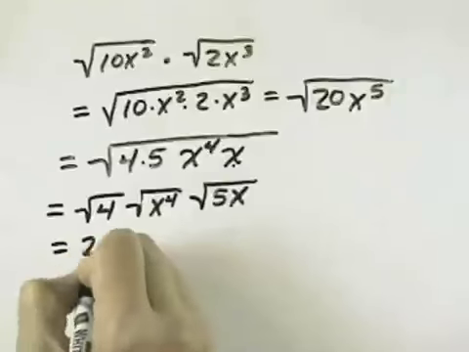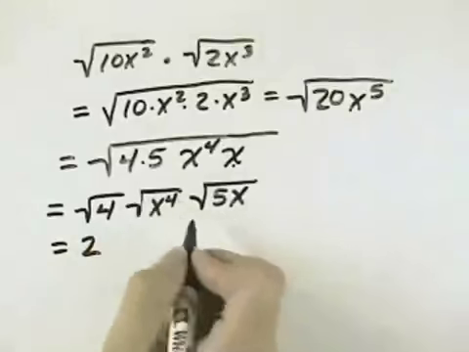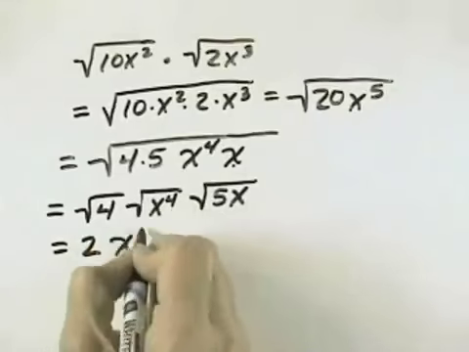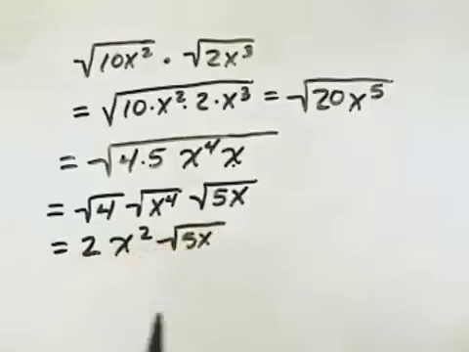Because the square root of 4 is 2, the square root of x to the fourth, well, we take that exponent and divide by 2 to get the square root, and that leaves us x squared. And then we have a 5 and an x left under the square root symbol, for 2x squared times the square root of 5x.